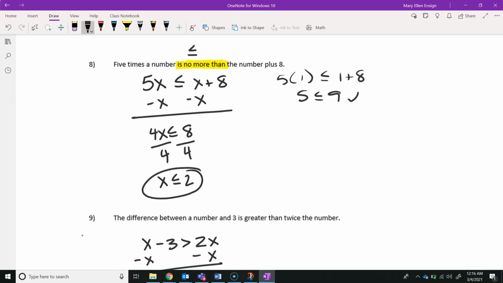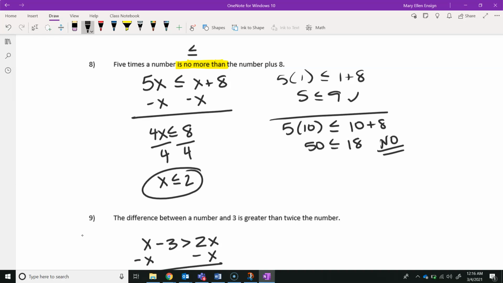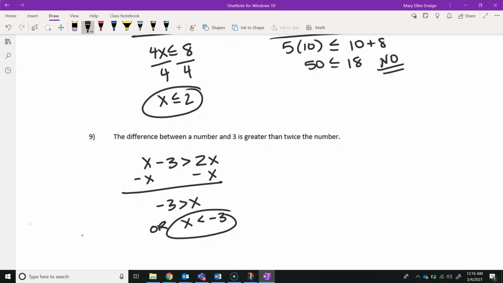Now, with an inequality, we can't check all of them, right? We can't possibly check everything in the world that's below or equal to 2. But sometimes I like to just pick one on either side. So let's say I had 10 instead. And 10 obviously is not in our solution. Our solution says it has to be less than or equal to 2. So 5 times 10 over here and 10 plus 8 over here. Well, I get 50 less than or equal to 18. Obviously that can't work, right? So that doesn't prove it exactly, but we've tested one thing on the side that shouldn't work and one thing on the side that should.